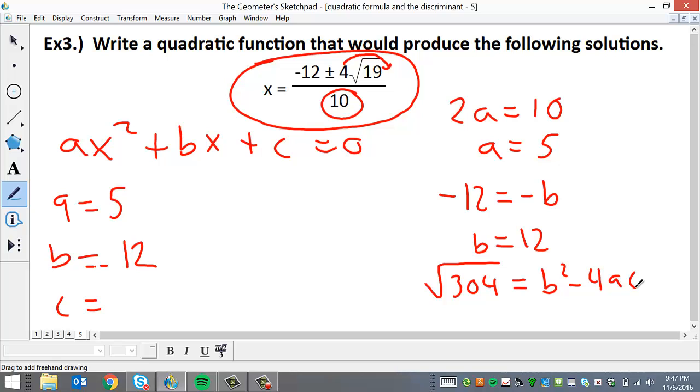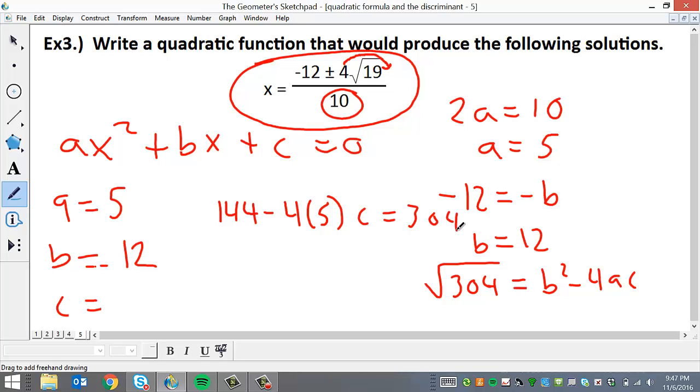And I've already identified an a value and a b value. So here's what we can do. If you know that b squared minus 4ac equals 304, and you already know that b is 12, we know that 12 squared is 144 minus 4 times a, which we already have identified as 5, and c is the only thing we don't know. We know that that has to equal 304.